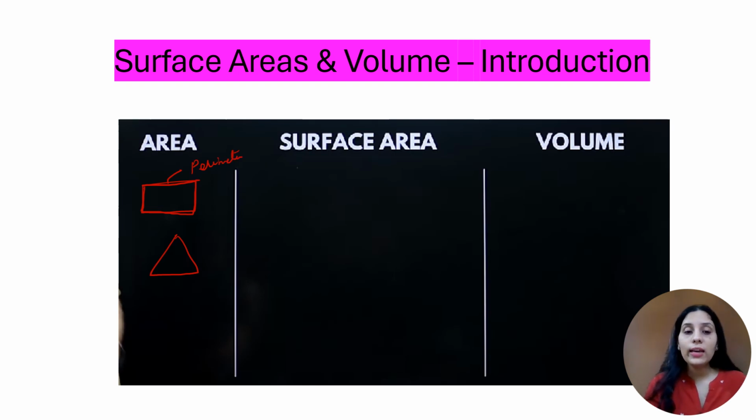And what an area is, now example, let me take a circle, 2D circle. The space that is occupied in the figure is known as the area.